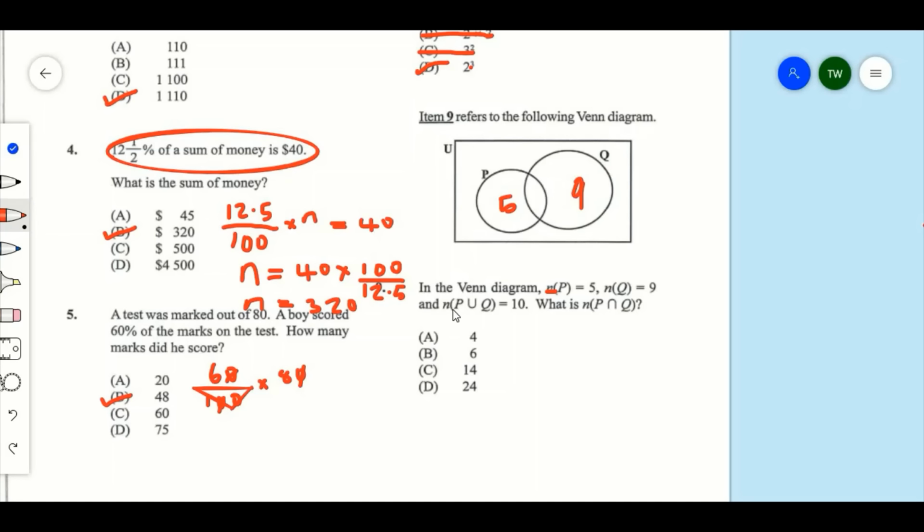And the number of elements in P union Q is equal to 10. What is the number of elements in P intersect Q? That's going to give us 4. All you need to do is add the number of elements in P plus the number of elements in Q and subtract that from the number of elements in P union Q. Alright?